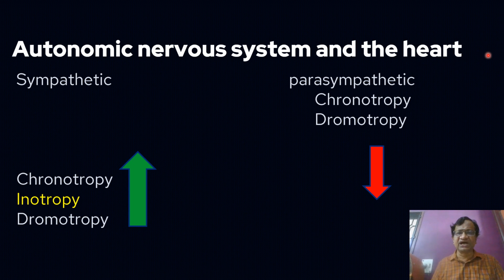Autonomic nervous system and the heart. Sympathetic is chronotropy, inotropy, and dromotropy. Parasympathetic is chronotropy and dromotropy. This is because the autonomic nervous system is completely intermingled with the heart function. We have to know this because chronotropy and dromotropy come with both, but sympathetic does inotropy.